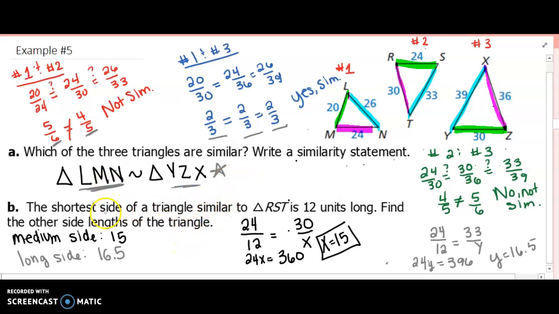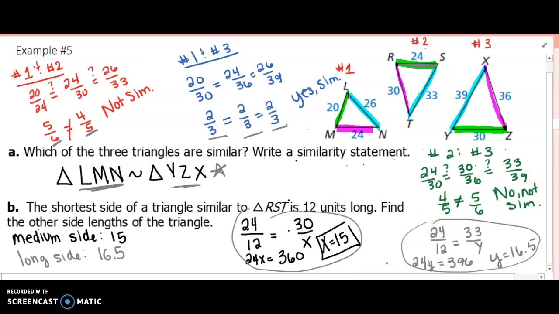All right, so on B, it says the shortest side of a triangle similar to triangle RST is 12 units long. Find the other sides. Well, RST, the shortest side, is 24. Okay, so I set up a proportion. This one would be for the medium one, and then this one would be for the largest one.